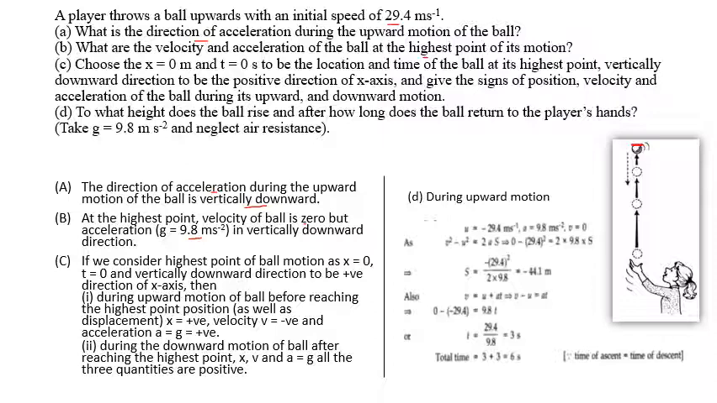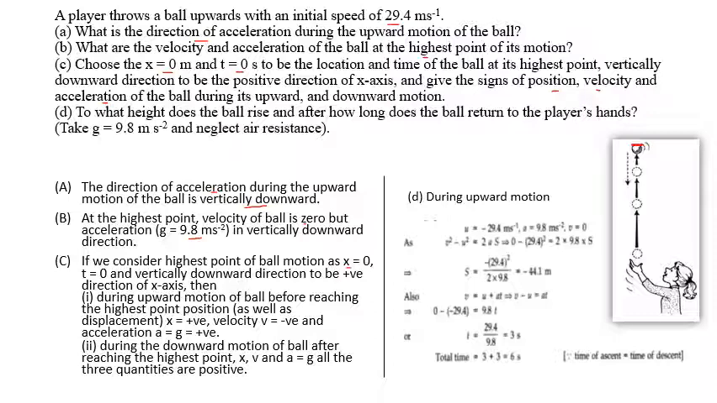Right. Then look at the third subdivision. Choose x equal to 0 meters and time equal to 0 seconds to be the location and time of the ball at its highest point, and the vertically downward direction to be the positive direction of the x-axis, and give the sign of position, velocity and acceleration of the ball during its upward and downward motion. What is the sign? So whether it is positive or negative. We need to give the signs of the position, velocity and acceleration of the ball during its upward and downward motion, right?